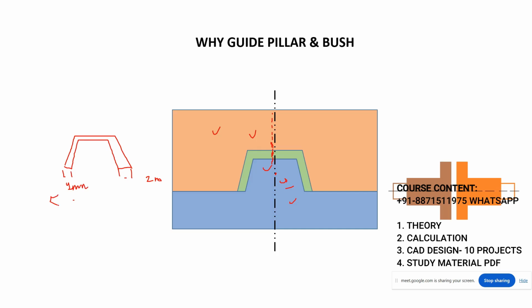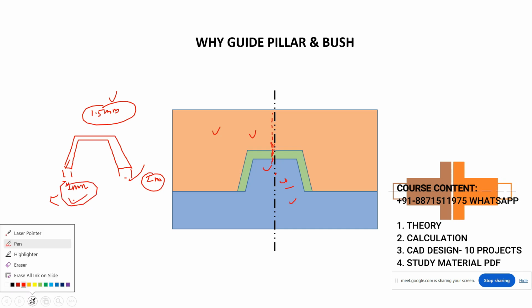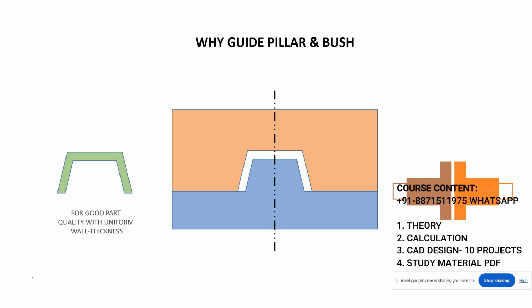Okay, but the component wall thickness should be the same, right? Correct. It should be 1.5 mm, but because of the misalignment, what is happening here? Here it is 2 mm, here it is 1 mm. Okay, got it, that's why. So for a good quality part, for uniform wall thickness, center alignment should be there.